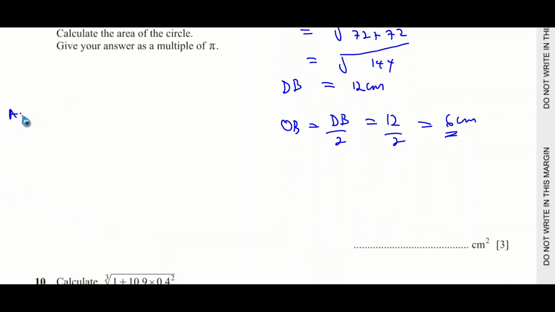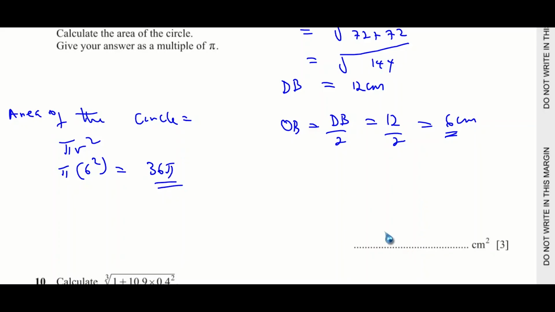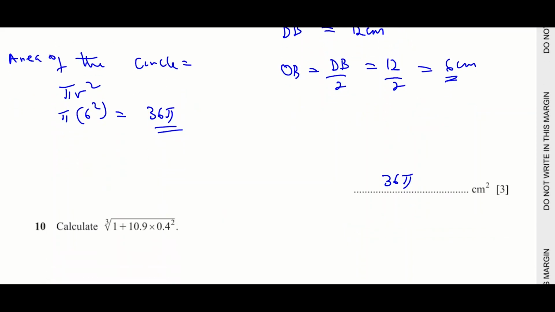The area of the circle equals pi r squared. So in this case, it will be pi into 6 squared, which is equal to 36 pi. So this will be the final answer, 36 pi. Question 10, let's scroll down.